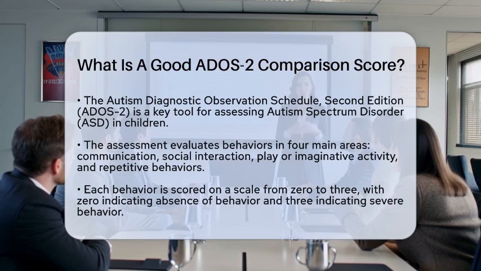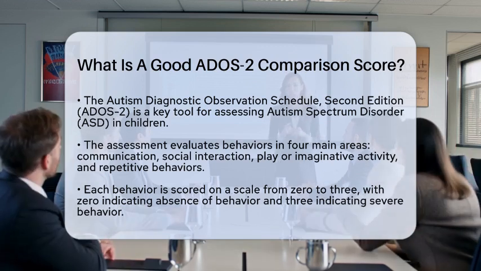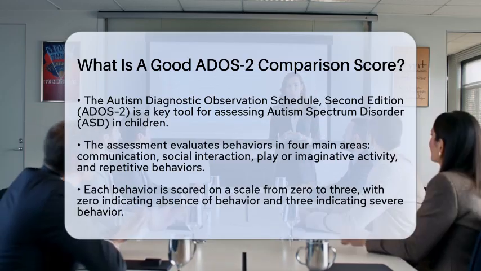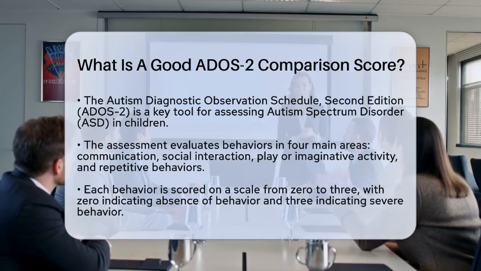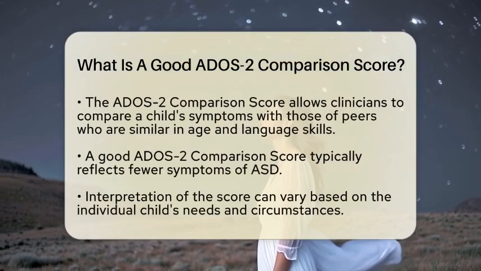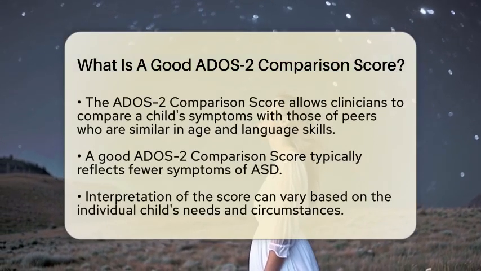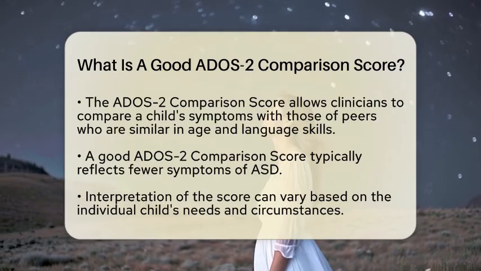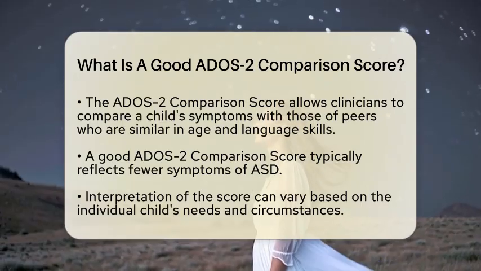The ADOS-2 evaluates behaviors in four main areas: communication, social interaction, play or imaginative activity, and repetitive behaviors. Each of these areas is scored from 0 to 3. A score of 0 means the behavior is not present, while a score of 3 indicates severe behavior.